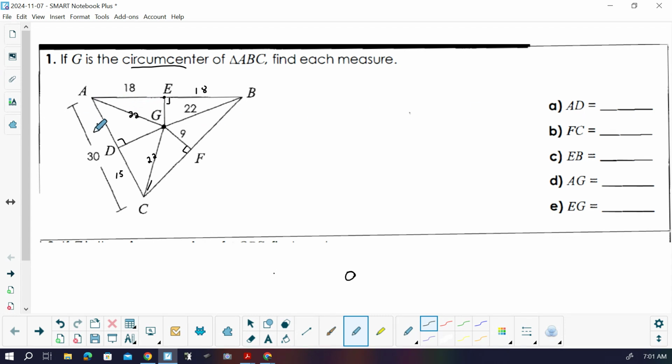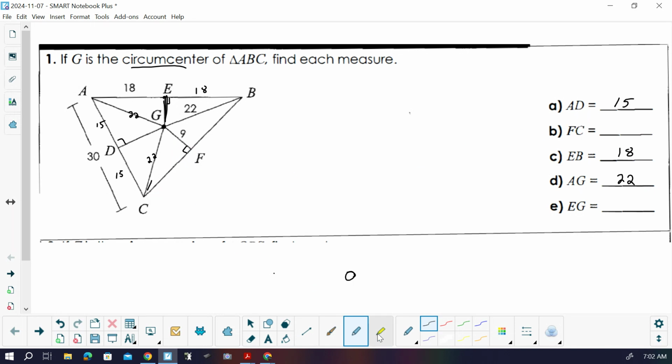AD, right there, 15. FC, that one's not going to be an easy one. We'll come back to that one. EB, right there, 18. AG, right there, 22. EG, right there, we're going to have to find that one. That's going to be another one we have to figure out. So now we've got these two that we've got to figure out. So let's go back up to FC.